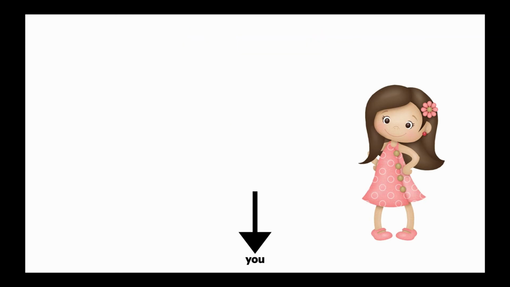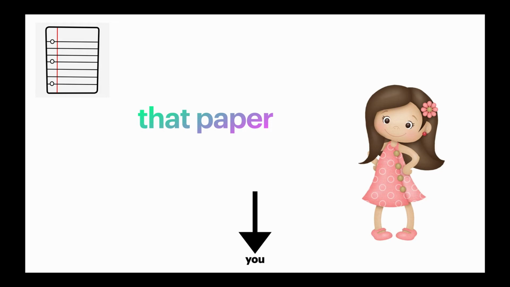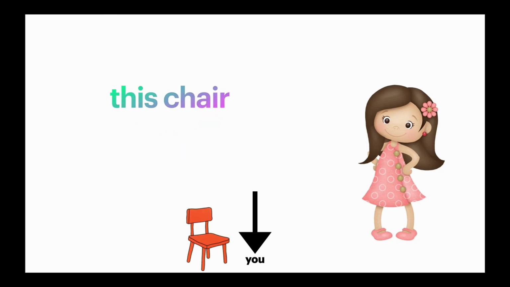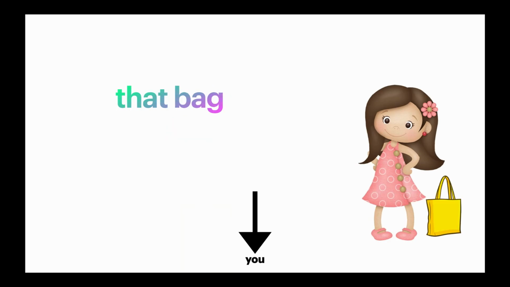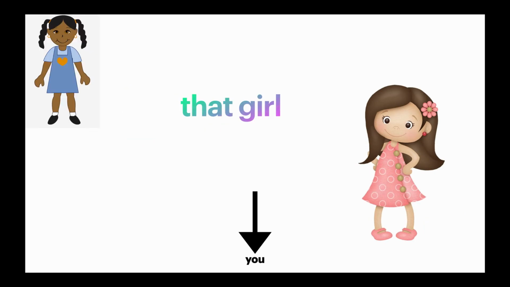Okay, removing the cheat sheet. That paper. 저 종이. This chair. 이 의자. That bag. 그 가방. That girl. 저 여자.